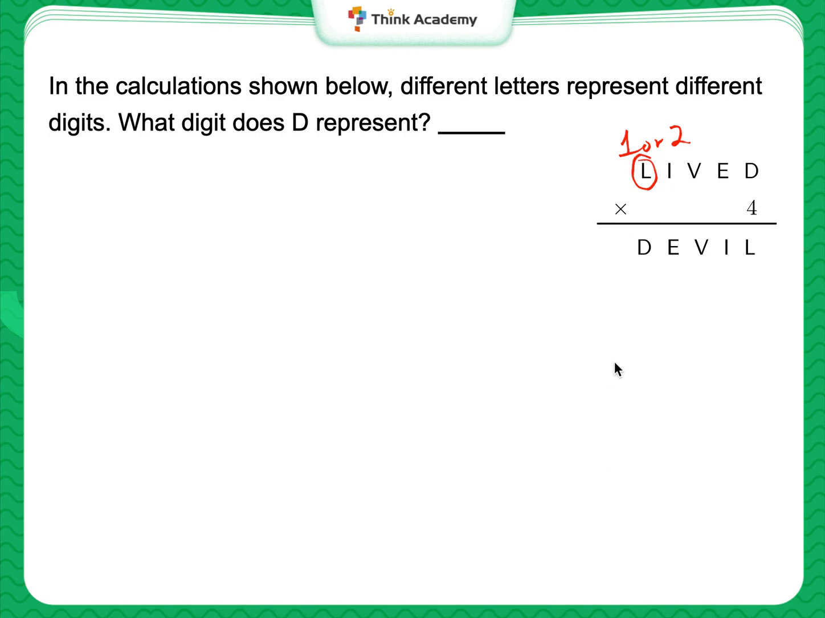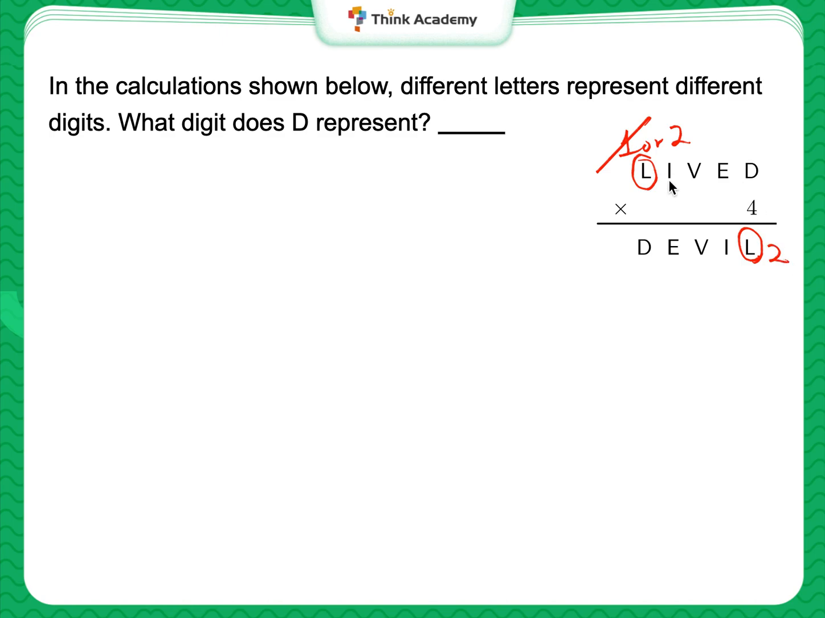Okay, and now let's just look at the last digit right here, which is also L, because you can see that LIFT, all written in the other direction, is DEVIL. So the product ends with an L, which means that it cannot be 1, because anything multiplied by 4 should be an even number. So L must be 2.